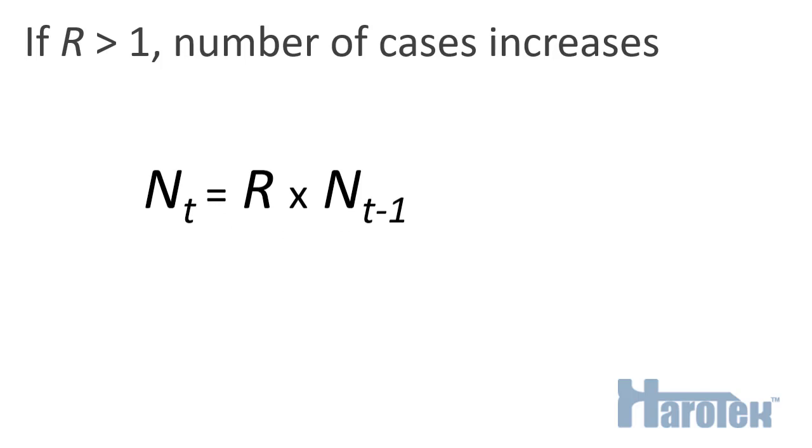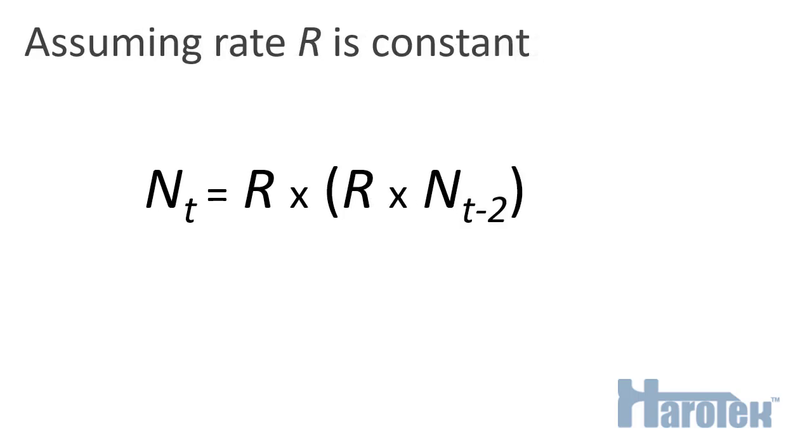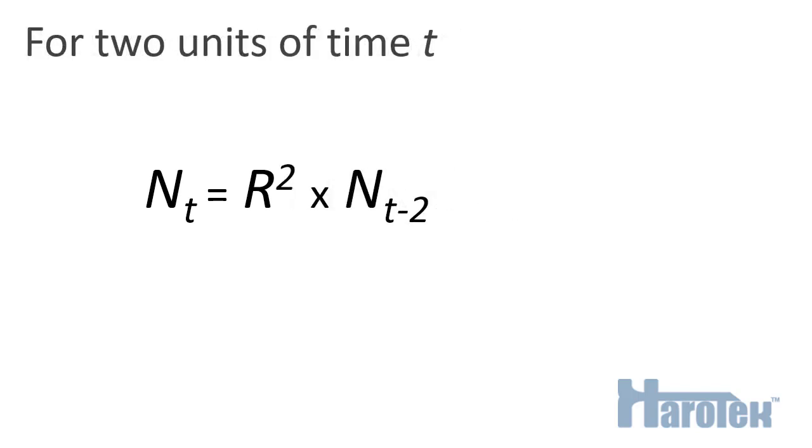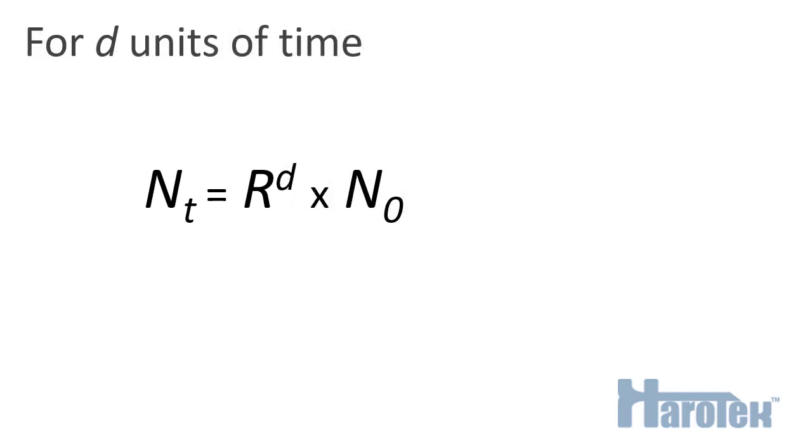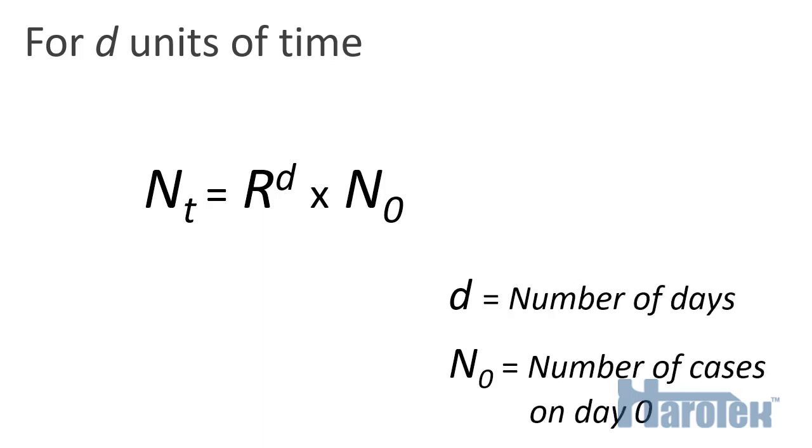of infected persons increases. If we assume that the rate is constant, we can use the number of infections at t minus 2 to calculate the number of infections at t minus 1, which means that the equation can take this form. So we can repeat this transformation d times, and if d is the number of days and n index 0 is the number of cases on day 0, the equation takes this form.